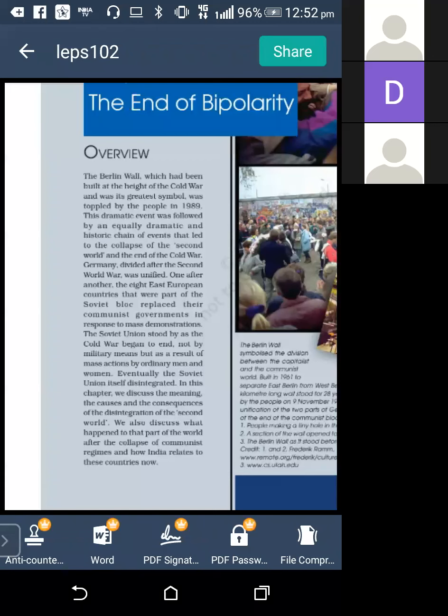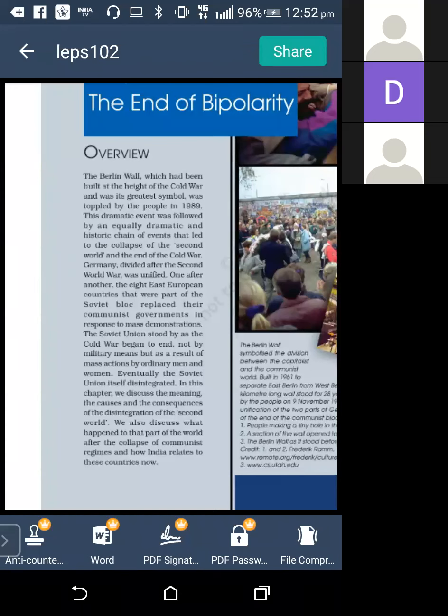Why was the Soviet Union divided? You know, the Soviet Union was divided because it was lagging behind in economy, and the people wanted to march side by side with the western part of the world, but they were not able to do it. So the Soviet Union itself disintegrated. Disintegrated matlab kisi cheez ka tootna, integrated jurna, disintegrated tootna.